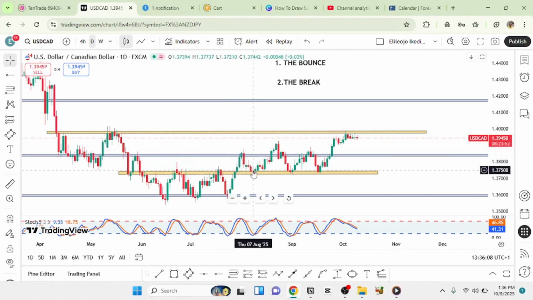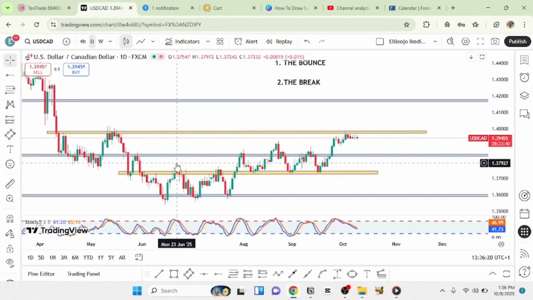The same thing happened here, even back then. Around June 2025, price was moving up. Price goes to this resistance zone, and then price actually broke above it, and then came back down with a rejection and bounced to the downside. The same thing happened here. Price was coming down, got here, and then bounced to the upside.